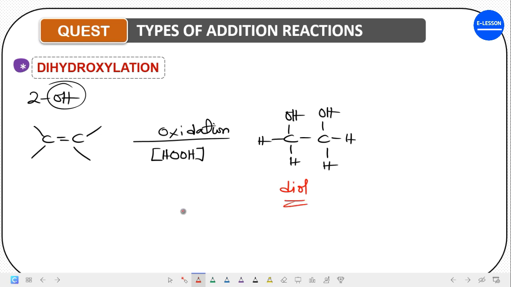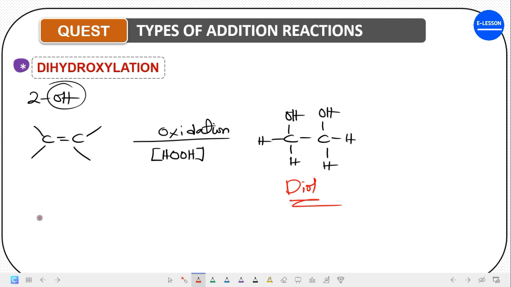So whenever they are dihydroxylated, it forms a diol. Now, why did I call it a diol? This is an alcohol group, OH, another alcohol group, another OH. So two OH are joined together. What do you call it? You call it a diol. Okay. So this is a diol, and that is the product of that reaction.